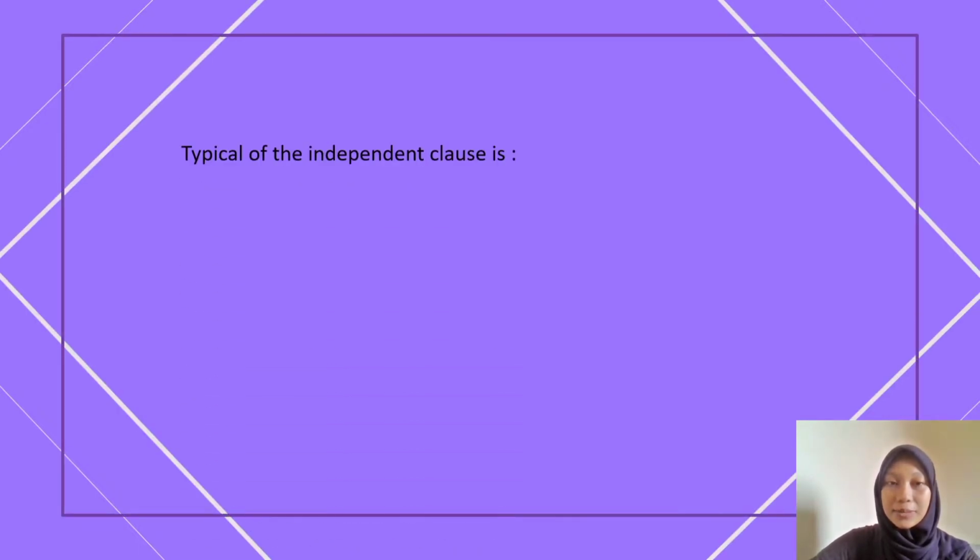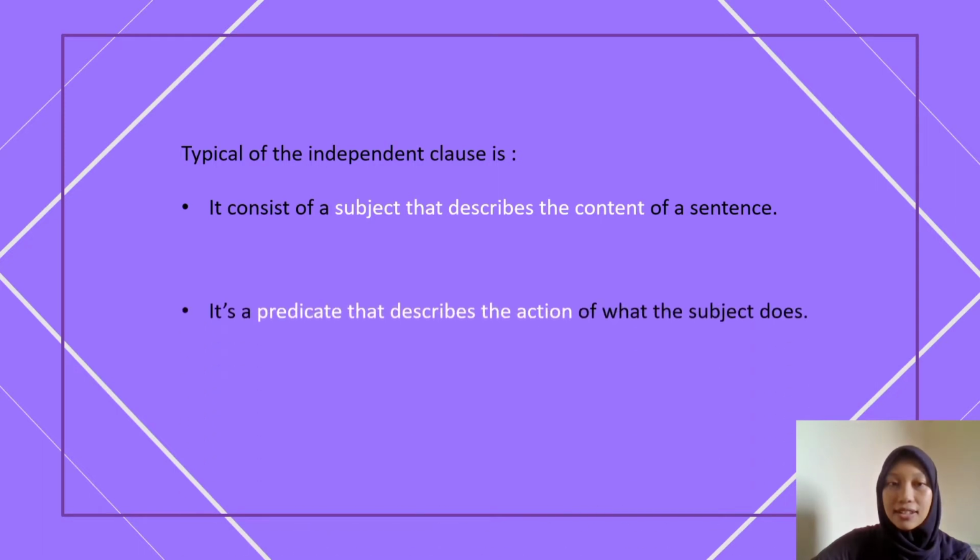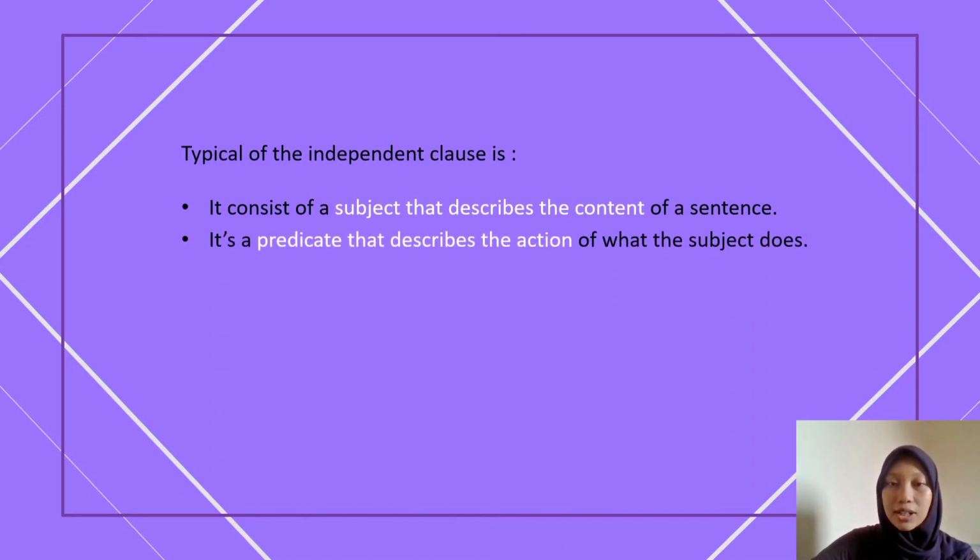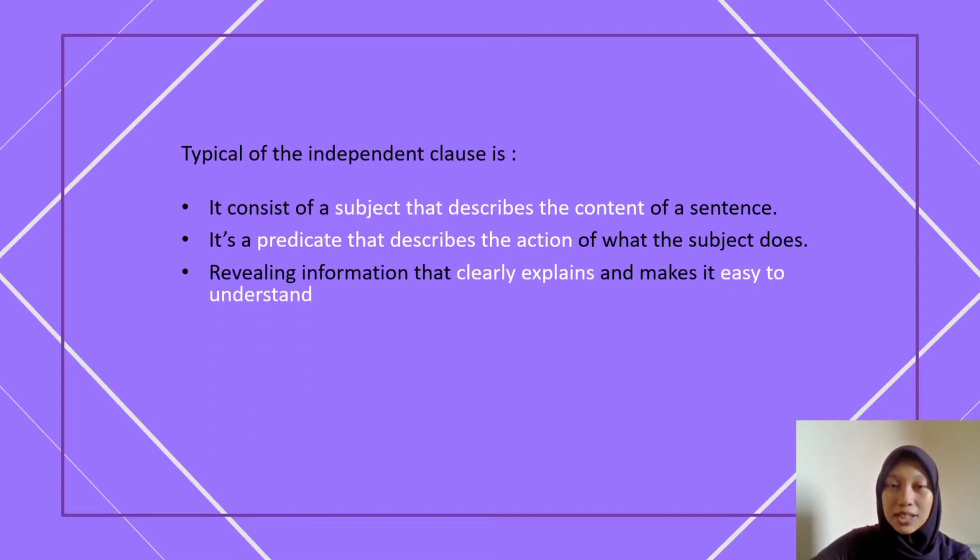And then, the typical independent clause. The typical independent clause consists of a subject that describes the content of a sentence, and a predicate that describes the action of what the subject does, revealing information that clearly explains and makes it easy to understand.